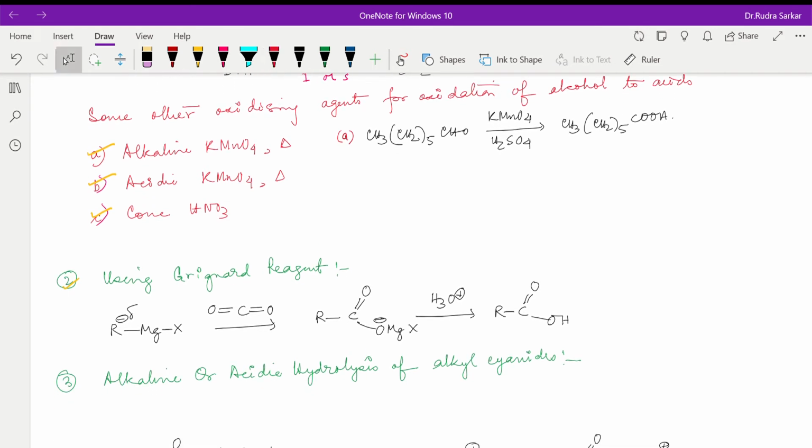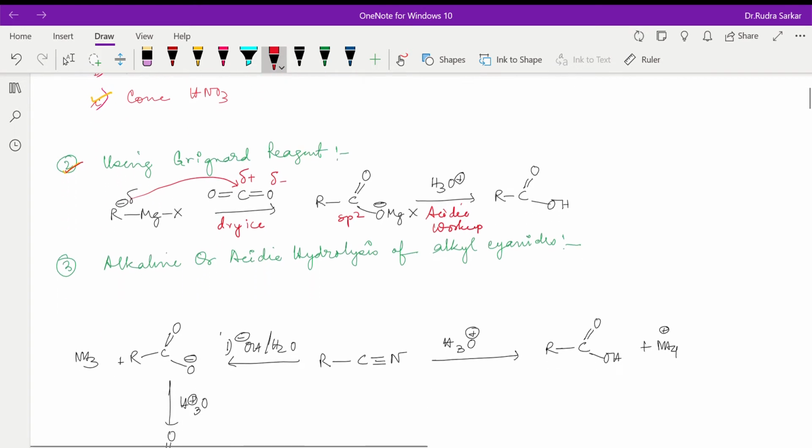They can also be prepared as I've shown in the second procedure using a Grignard reagent. Now Grignard reagent, when it reacts with dry ice, the nucleophile makes a nucleophilic attack on the electrophilic carbon, converting this sp hybridized carbon to sp2, which on acidic workup, this is our acidic workup, they will form the acid.